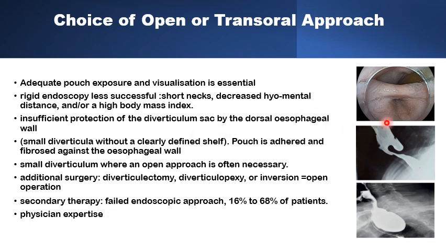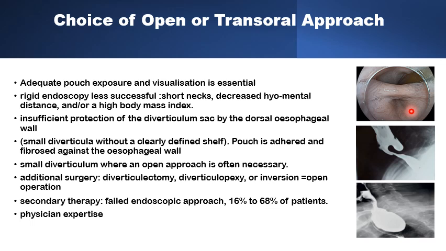There should be an adequate exposure of the pouch by the endoscopic route. If this cannot be achieved due to cervical spondylosis, for example, or inability to extend the neck, or difficulty with the general anesthesia, then an open or a flexible approach should be considered.